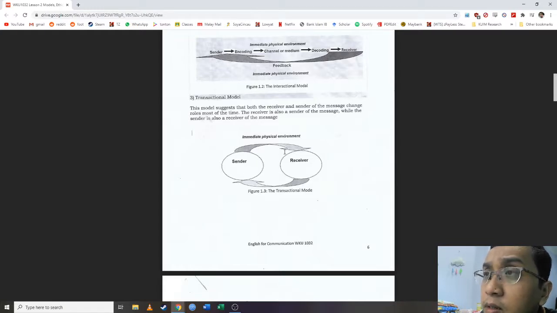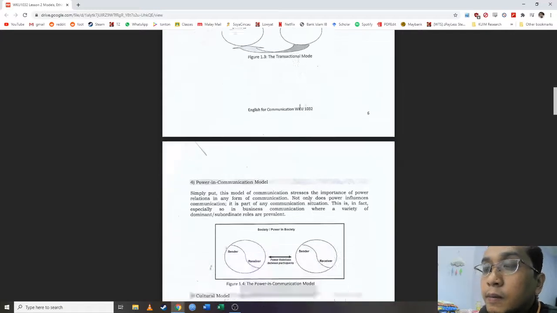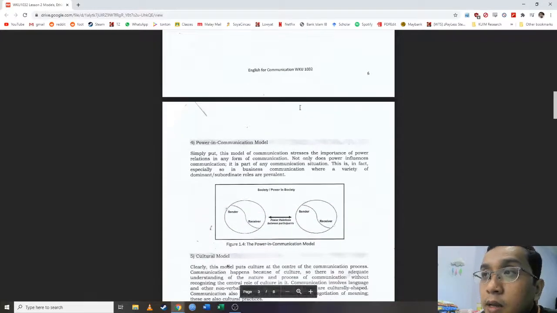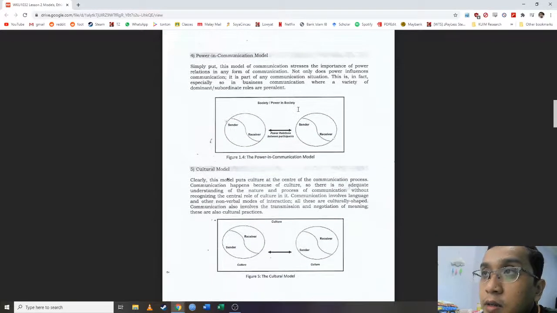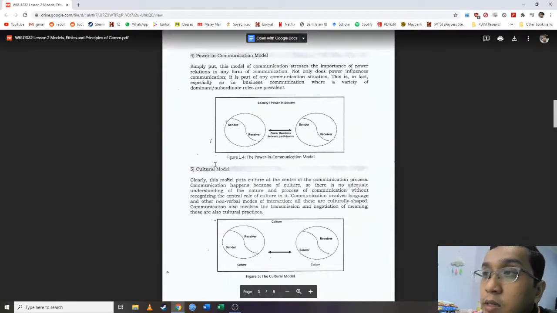Right, so I hope that you guys can see this. So when the receiver receives the message, dia hantar message balik, dia pula jadi sender. Right, and then the next one, the next two, power and cultural model.